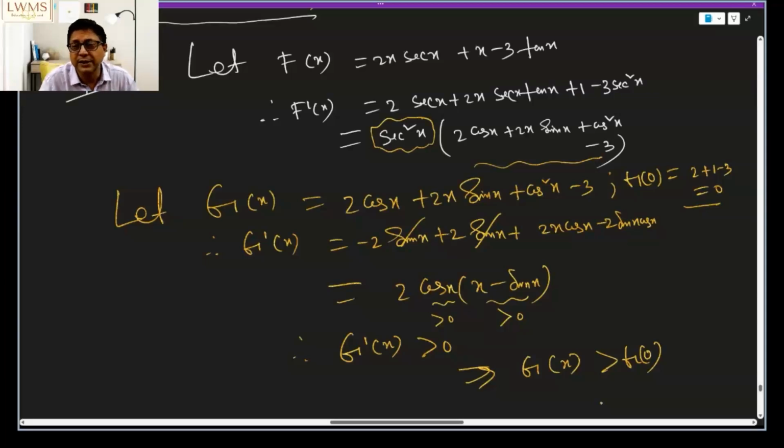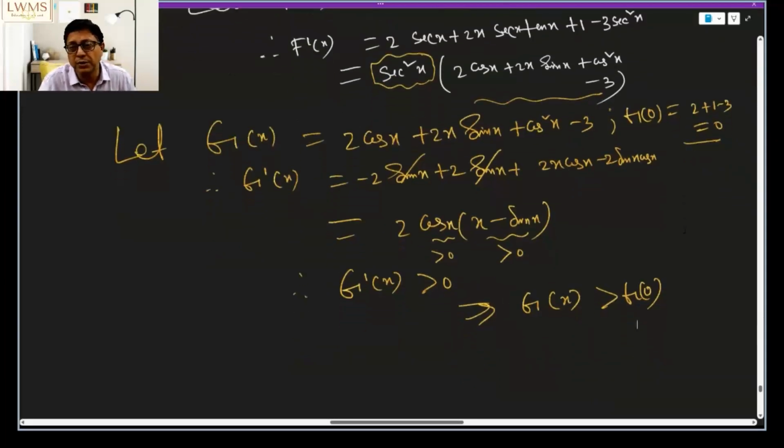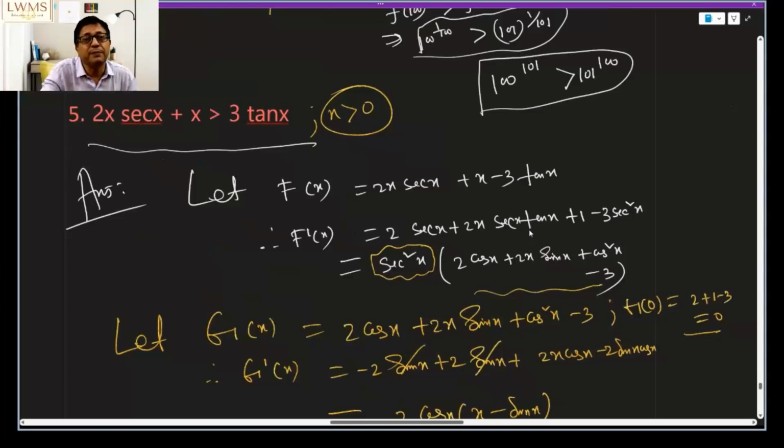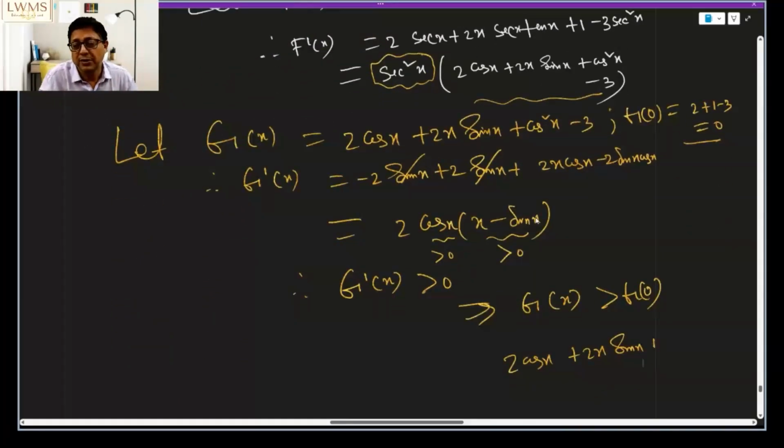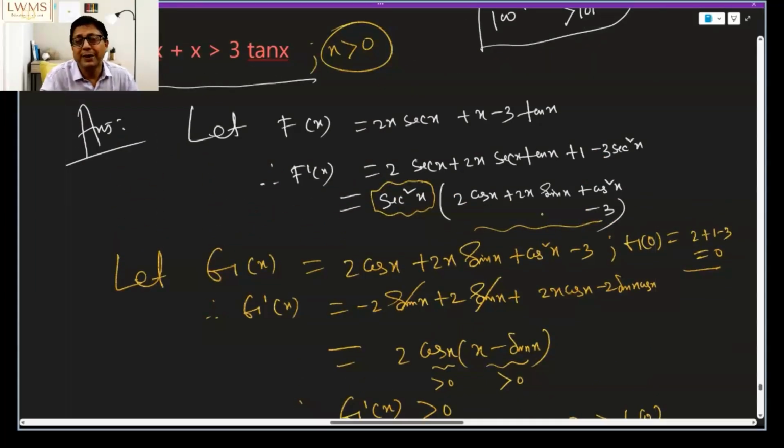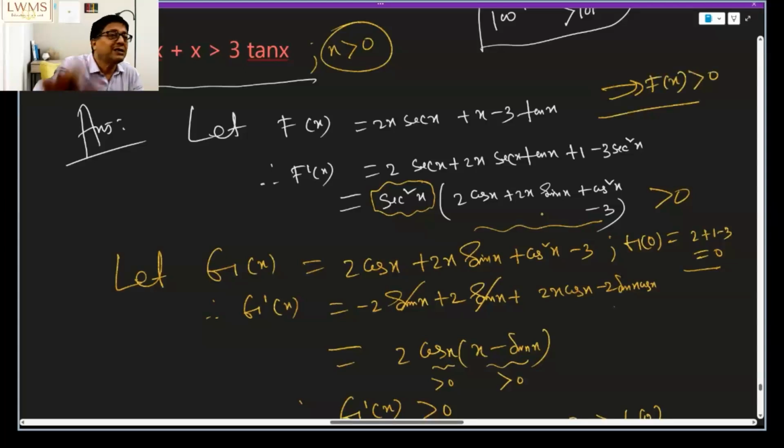Gx is this thing. G0 is 0. So 2 cos x... what they have asked to prove. Oh, gx is a part of it. Sorry, so I cannot draw conclusion here. Just gx positive we have proved. So f dash x greater than 0. This implies fx greater than 0.